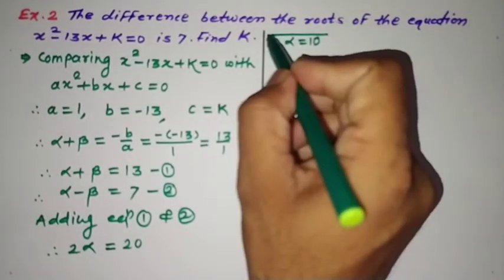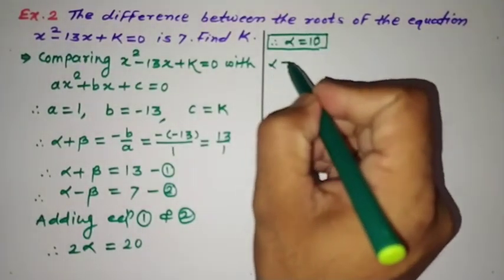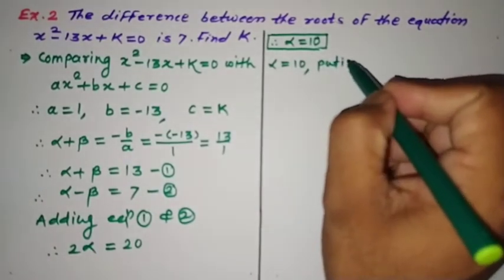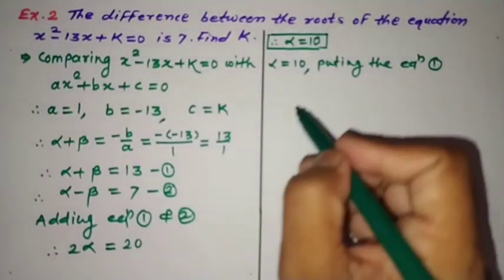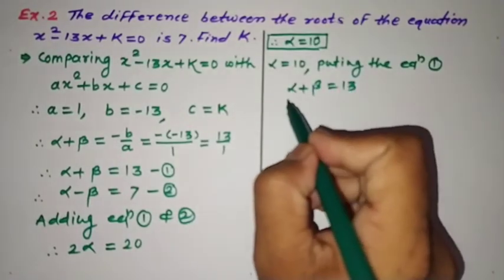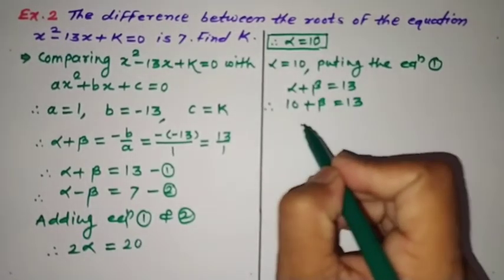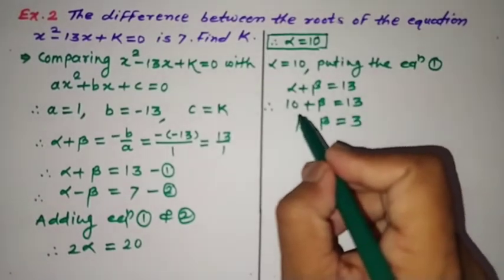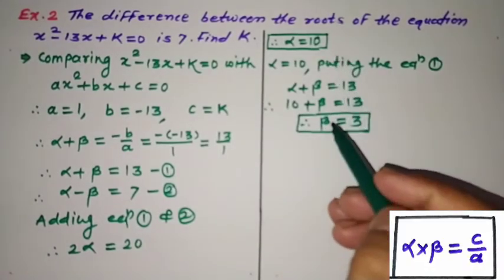Alpha is equal to 10. Putting this value in equation 1, alpha plus beta is equal to 13. Then 10 plus beta is equal to 13. Therefore, beta is equal to 13 minus 10, which is 3. This is the value of alpha and beta.